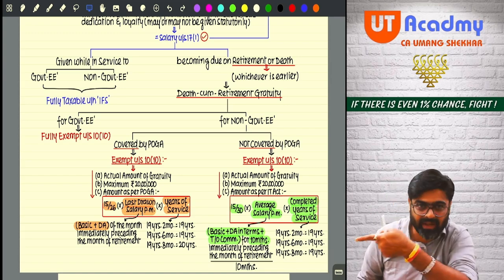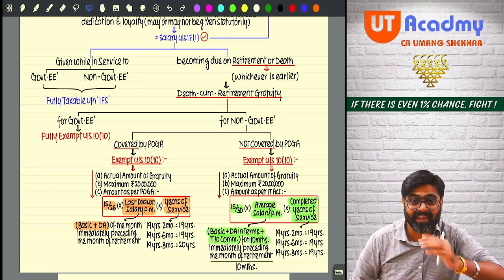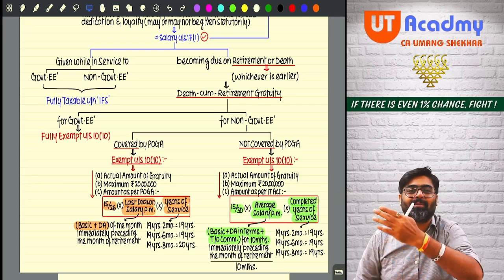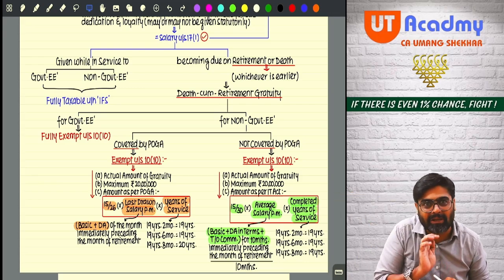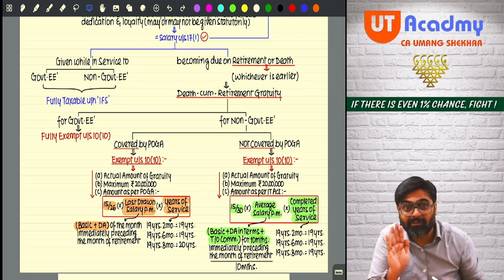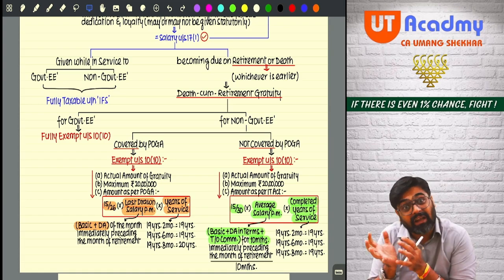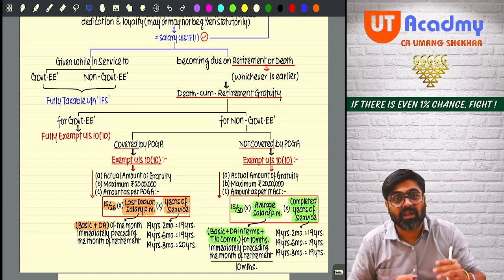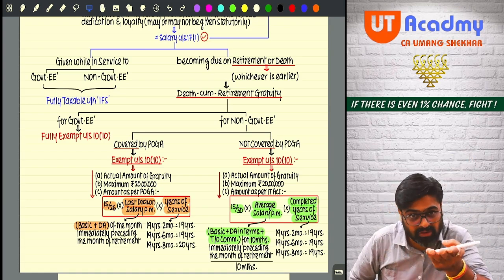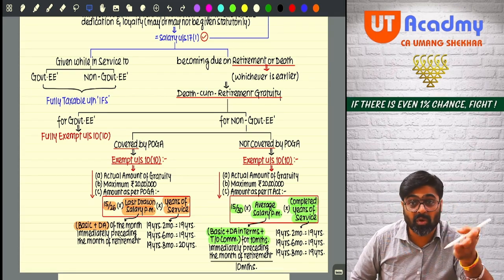A government employee cannot do this. He cannot go to the government and tell the government, give me less salary for the last 3-4 years. If you give less salary, less amount will be taxable, and that amount give me in the form of gratuity. Government will give a tight slap to such kind of employee. Throw him out.